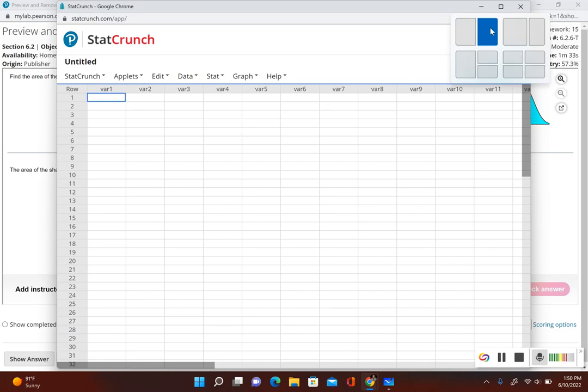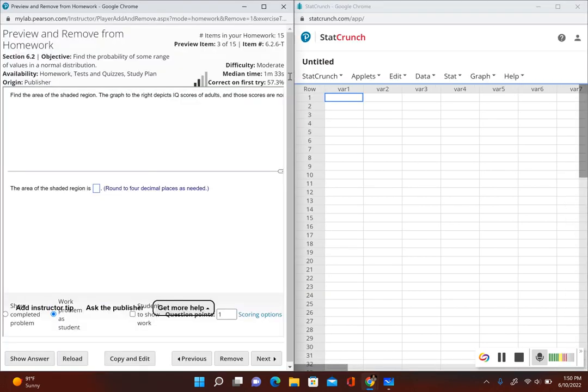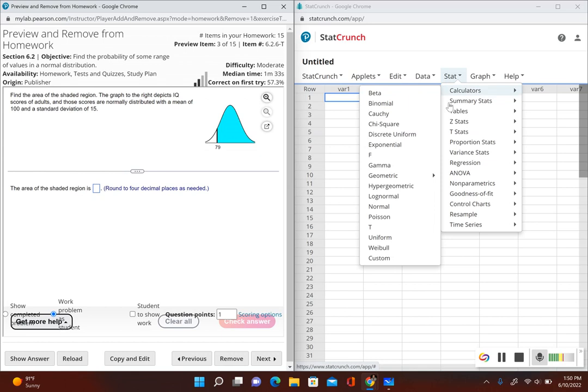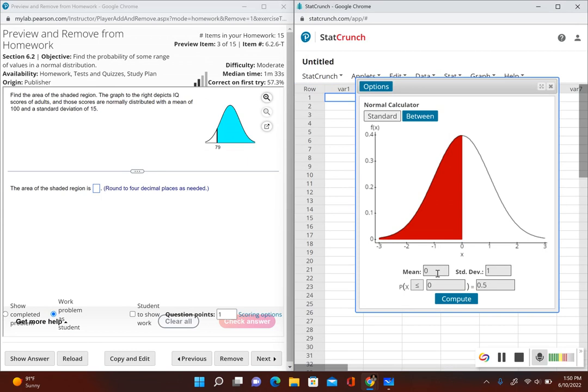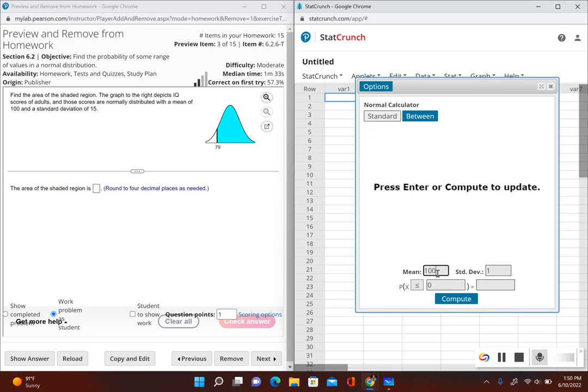Okay, so now in Statcrunch, let me just do a side-by-side view. So we're going to go to Stat, Calculators, and then Normal. So same spot that we went to for section 6.1. And now over here I'm going to change the mean to the mean that was given to me. So the mean here is 100. So IQ scores have a mean of 100 and a standard deviation of 15.